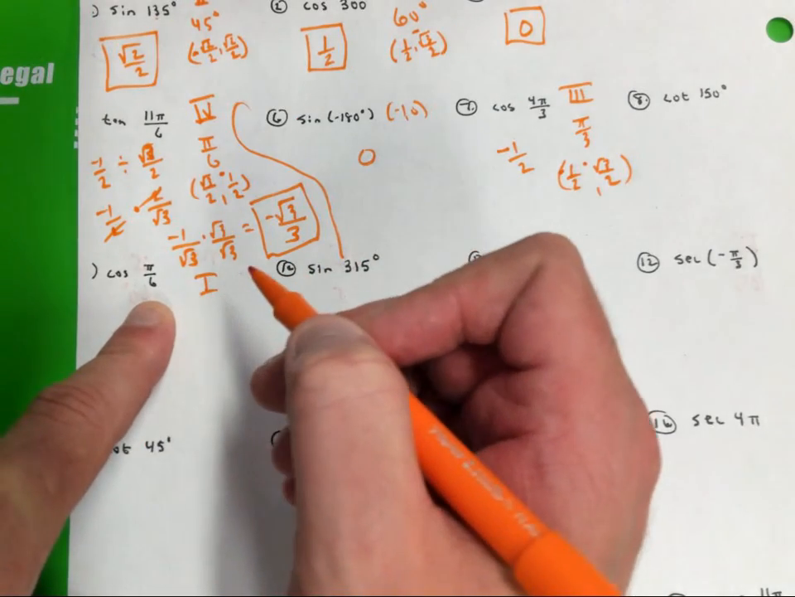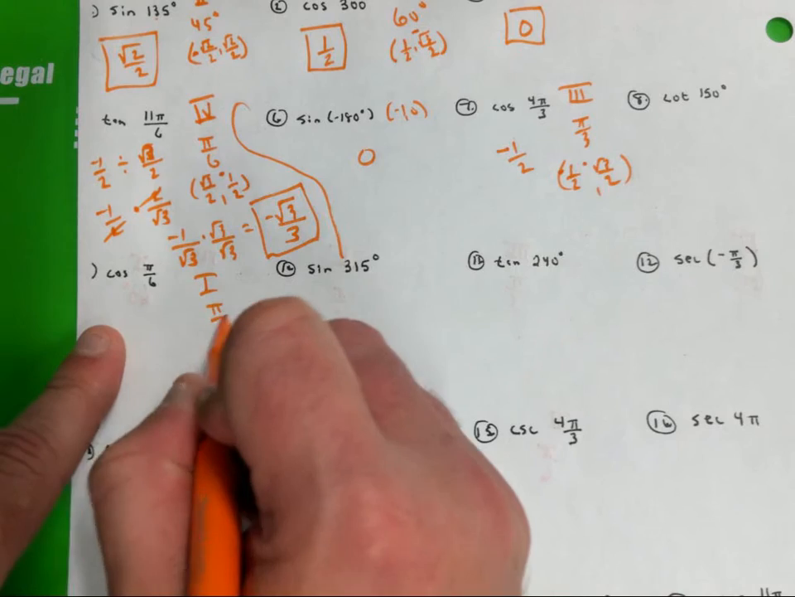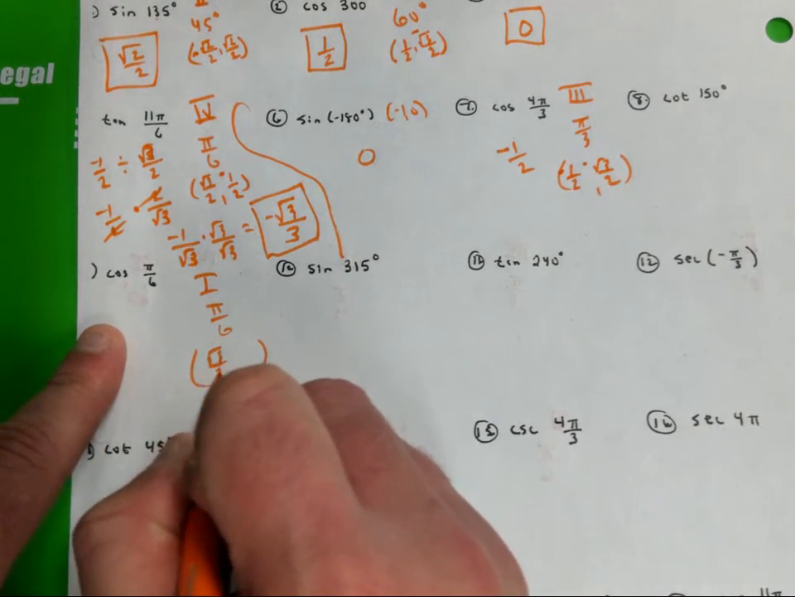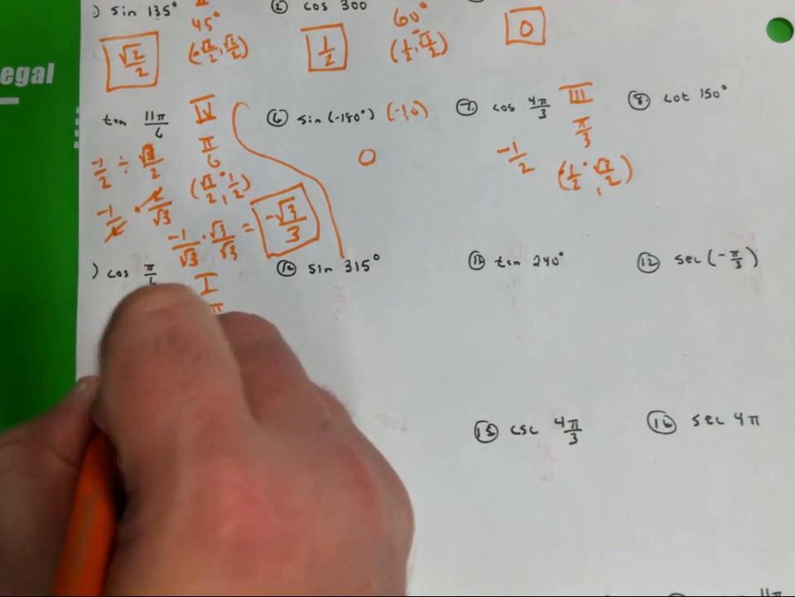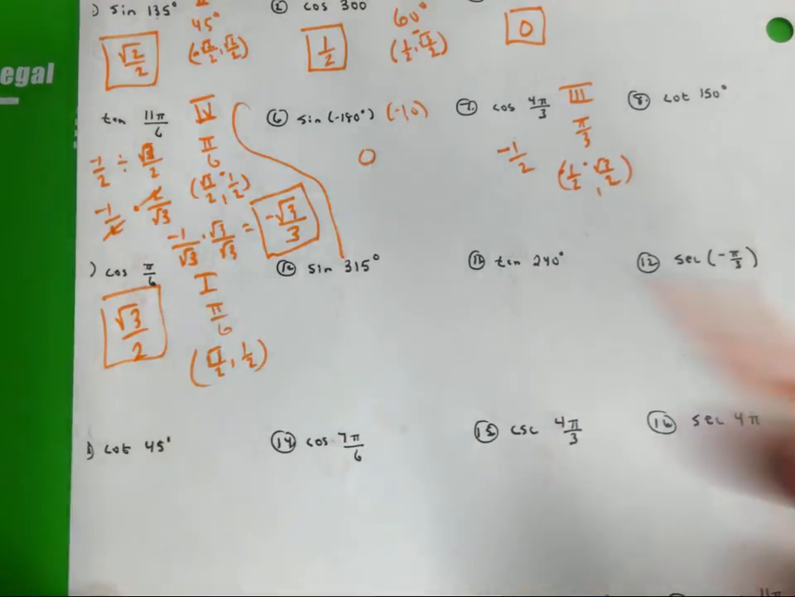Negative 1/2. All right. What quadrant is pi over 6 in? First, it is the reference angle, isn't it? That's square root of 3 over 2 and 1/2. They're both positive because in quad 1, you want the x value. That's your answer.